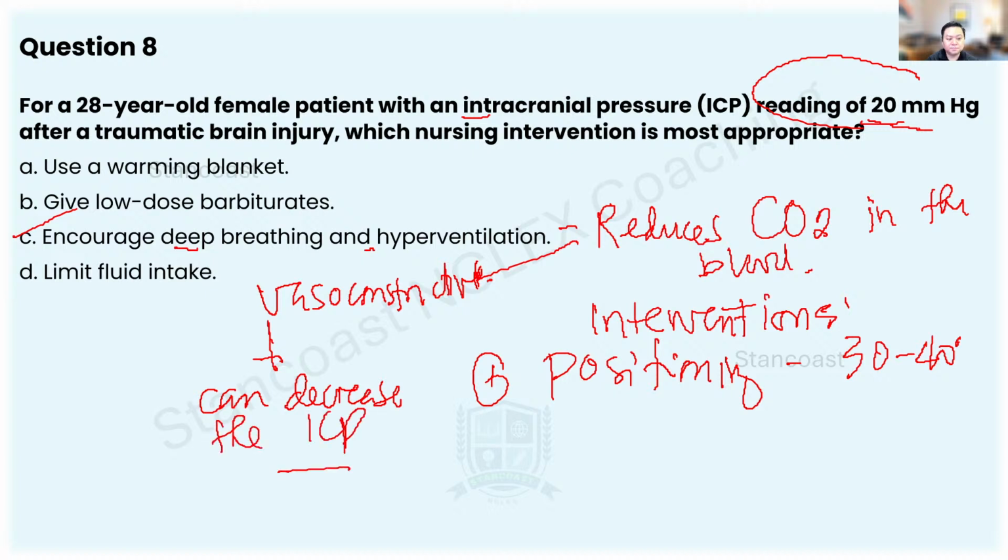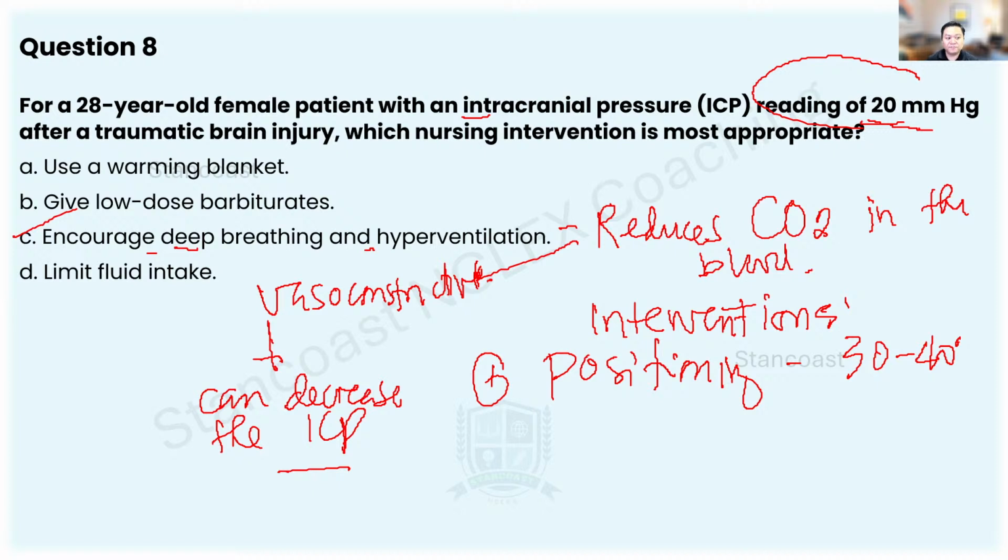That is the reason why having them take deep breaths, having them do the hyperventilation, not too excessively, has that benefit to reduce the CO2 concentration in the blood. When this happens, this can lead to the constriction of the blood vessels in the brain to some degree, right? Now, when there is vasoconstriction, this can decrease the intracranial pressure. So this is directed in managing the elevation of the ICP in this patient.